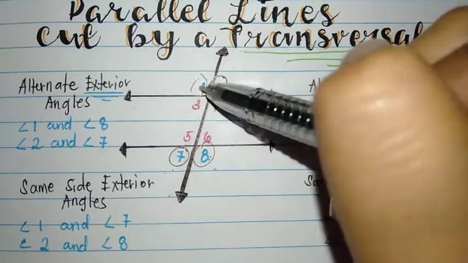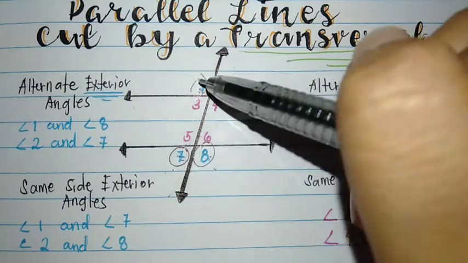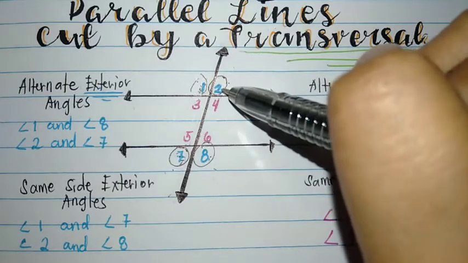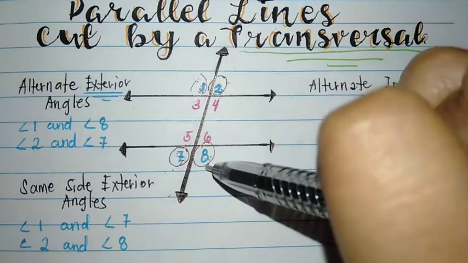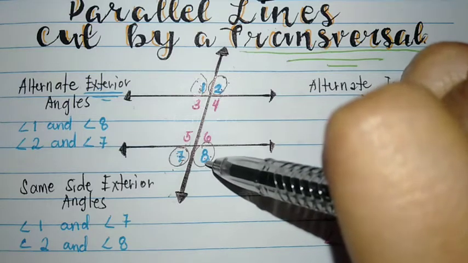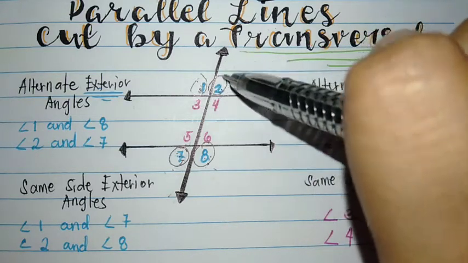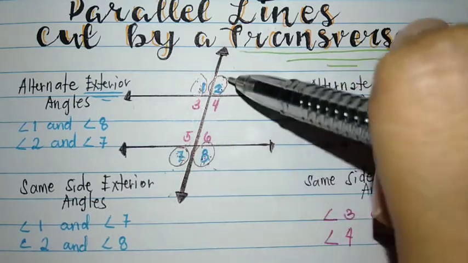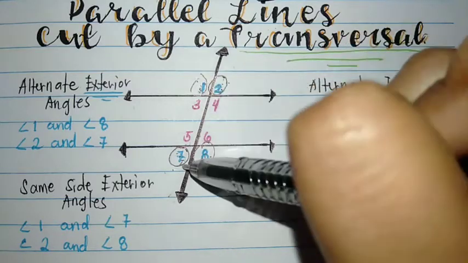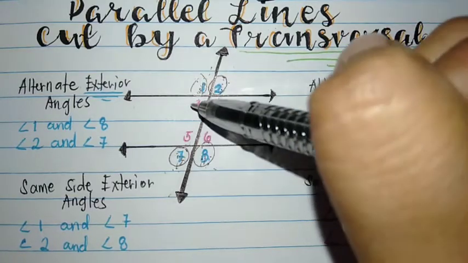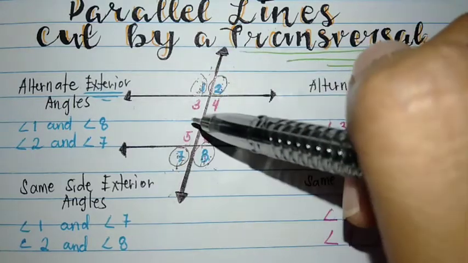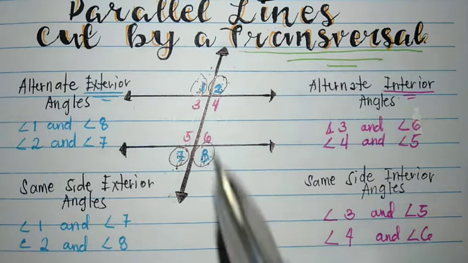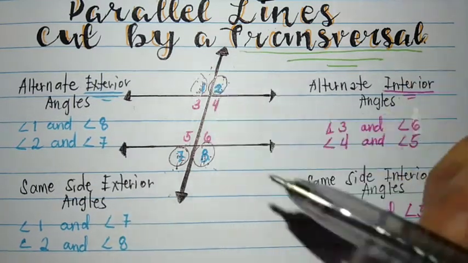Angle 1 and angle 7 are same side exterior angles. And angle 2 and angle 8 are same side exterior angles also. Kasi yan, no, nasa iisang side lang sila and sila yung angles na nasa labas ng ating parallel lines sa side na to. Si 1 and 7 naman sila yung angles na nasa labas ng ating parallel lines na nasa side na to. Magkabila ang side ni transversal line. Ganun lang kasimple yung alternate exterior angles and same side exterior angles.